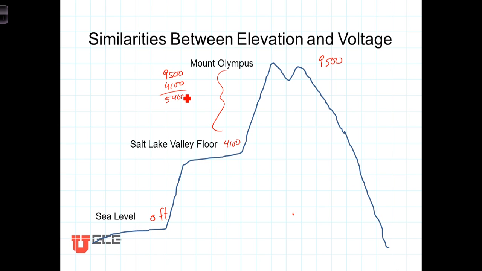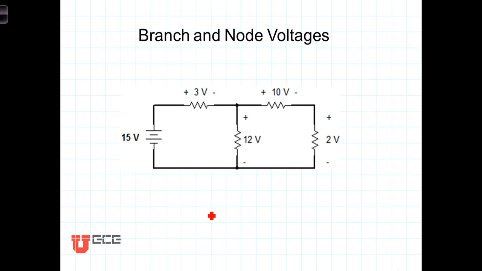On the other hand, if instead of calling sea level our reference, we made the valley floor our reference, and said then that the elevation here equaled 0 feet, then Mount Olympus would be 5,400 feet, and sea level would be negative 4,100 feet. Elevations are all relative to a reference. And similarly, that's true with voltages.